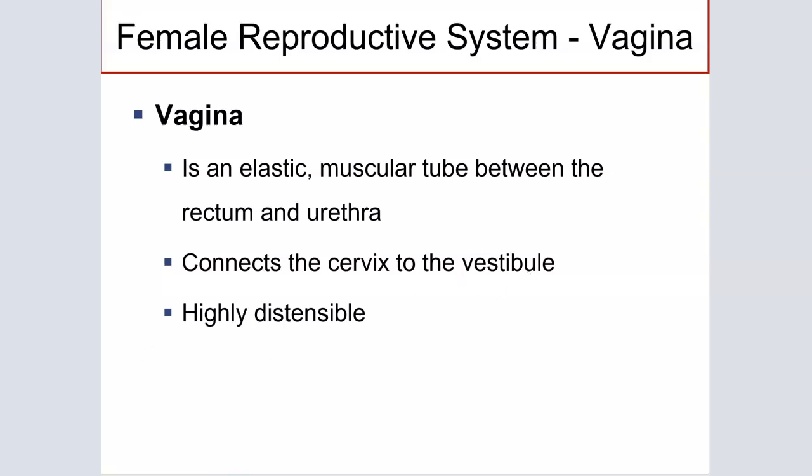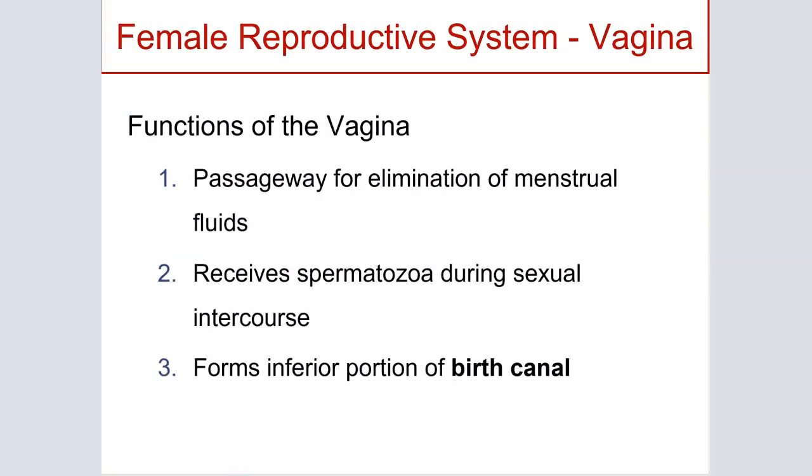And obviously it's going to stretch because this is where you're passing your menstrual fluid when you have your period. This is for intercourse, for receiving the sperm and the penis. And then it forms the birth canal. So for a vaginal delivery, that's what that baby is coming out of.